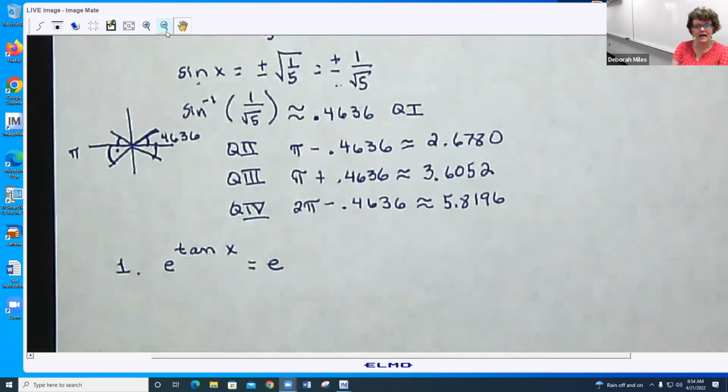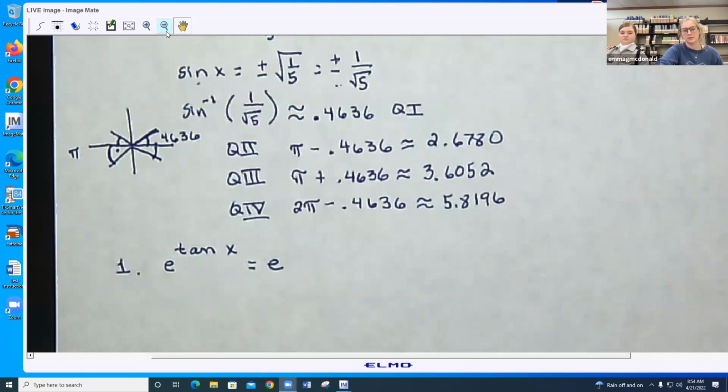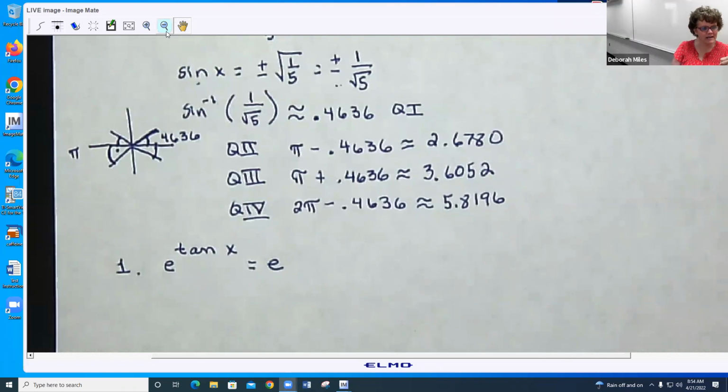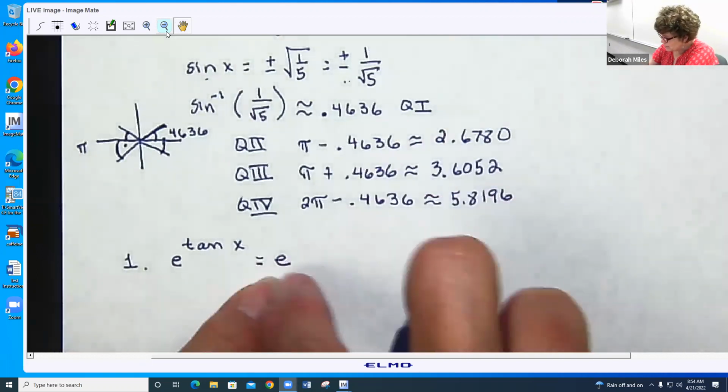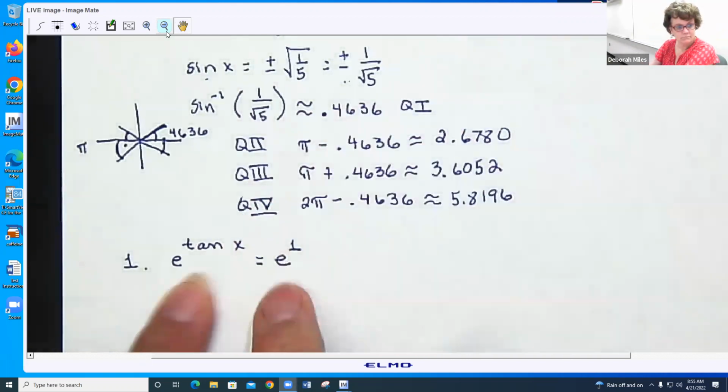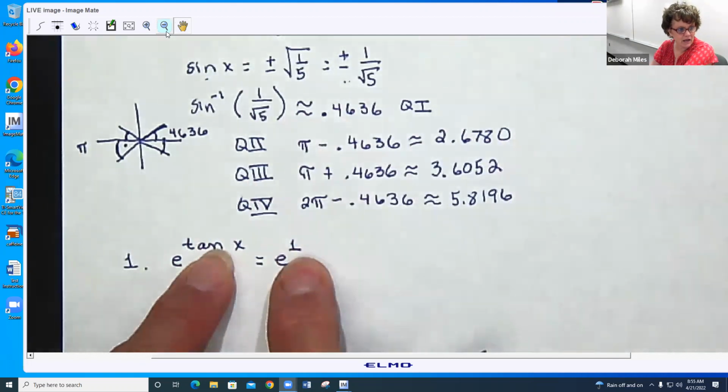Do you have any ideas at all? Wouldn't you just set the exponents equal to each other because the bases are the same? Oh, that's beautiful, Emma. That's e to the animal equals e to the duck. The animal has to be a duck.